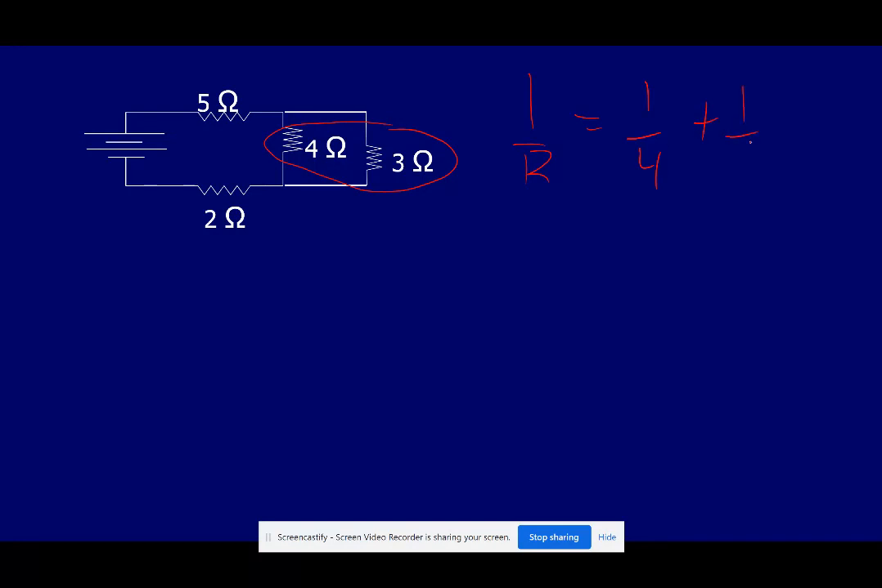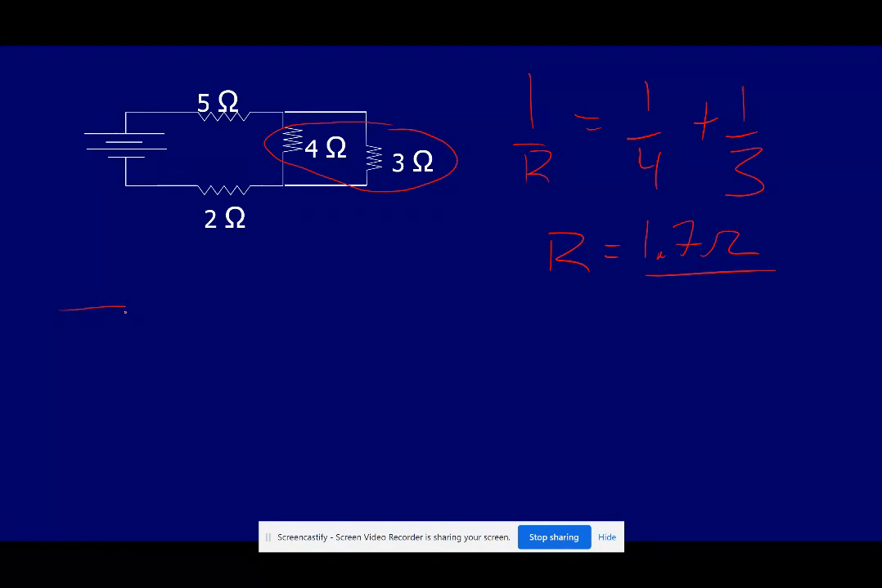1 over 4 plus 1 over 3. And just like before, what you're typing into your calculator is 1 divided by 4 plus 1 divided by 3 equals, and it gives me 0.583 repeat. I'm hitting that inverse, that x to the -1 button on my calculator, and it gives me 1.7 ohms.